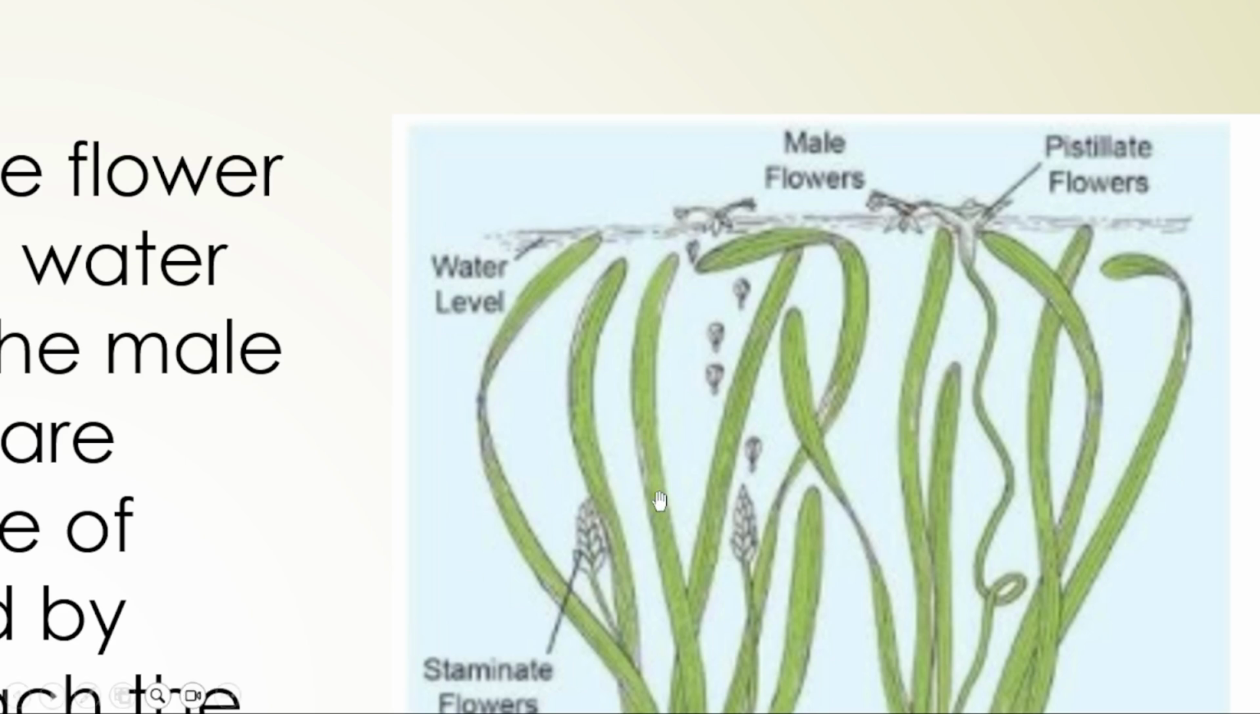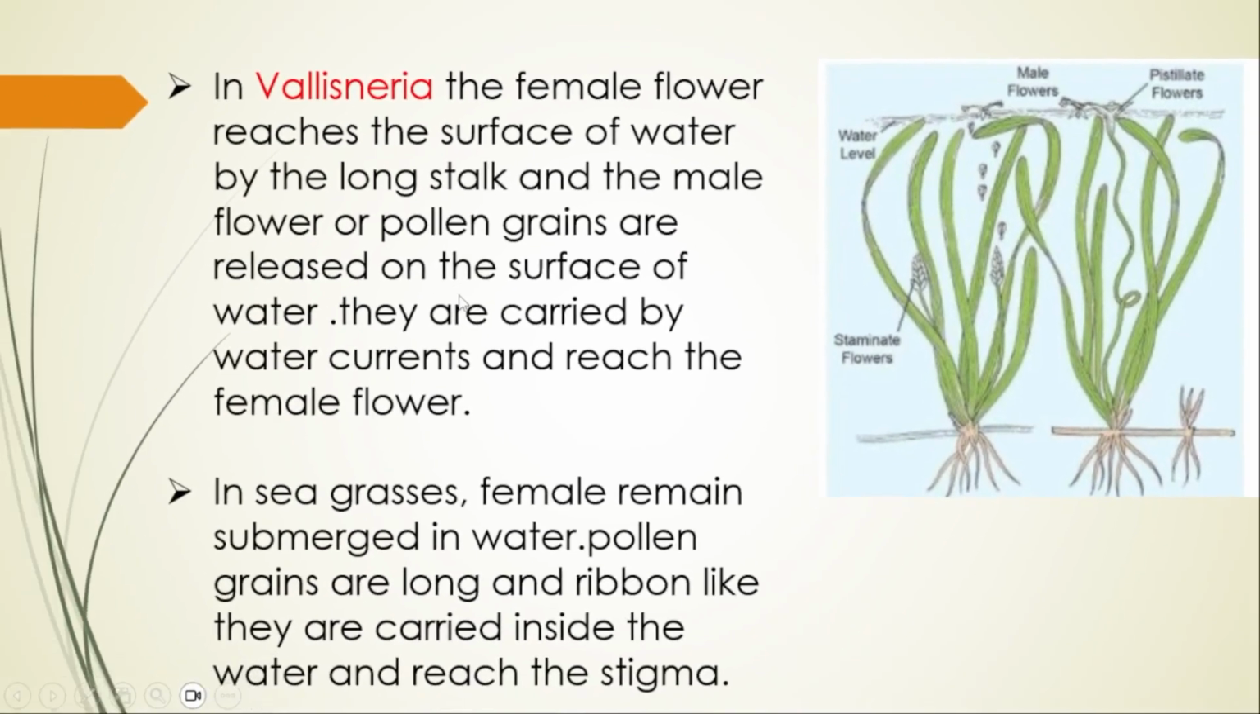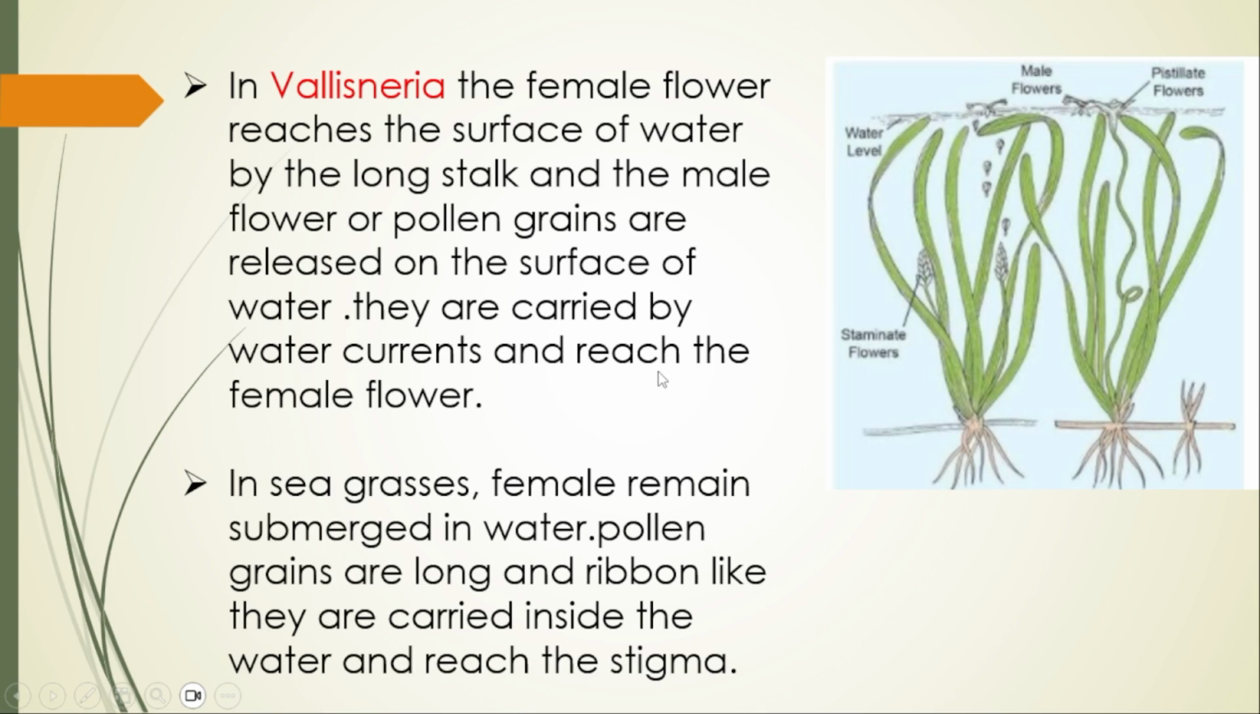See, their male flowers are submerged, but they are released in the water and then they float towards the surface, and then they are going to reach the female flower. By that, the female flower is going to be exposed to the surface of the water. So this is the water level. On the surface of the water, they are carried by a water current and reach the female flowers.